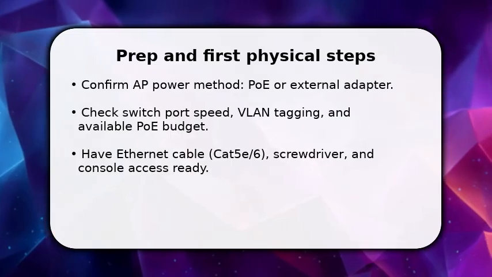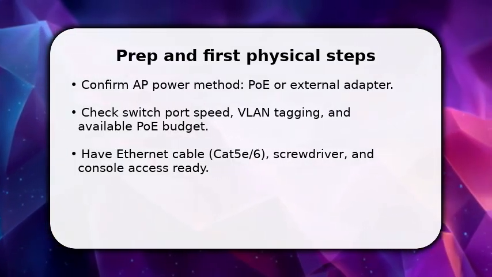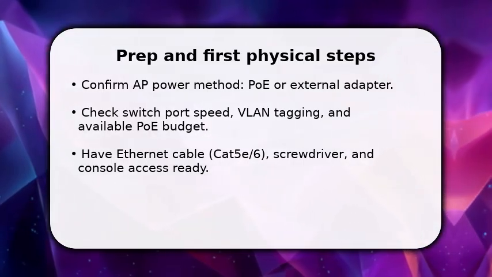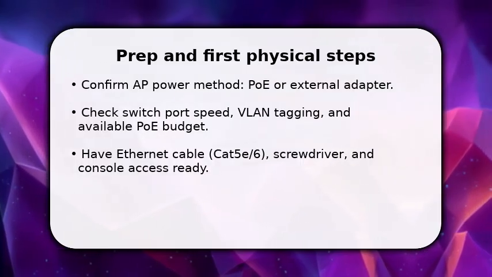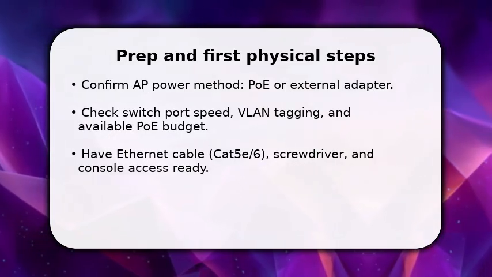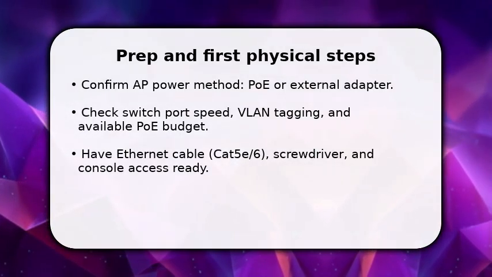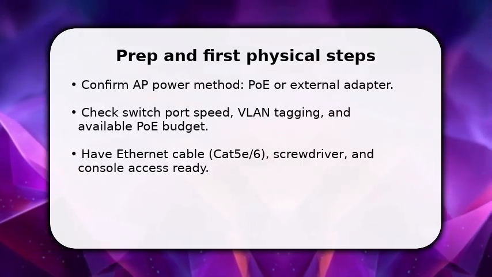You begin by confirming power. If the access point supports PoE, use a PoE switch or injector. If not, plan for the adapter. Next, make sure the target switch port is administratively up and supports the AP's required speed and VLAN. Once done, connect a short Ethernet cable from the AP to the chosen switch port so you can see link lights. This gives immediate physical confirmation and prevents chasing cabling errors later.